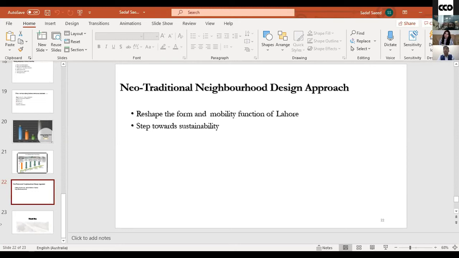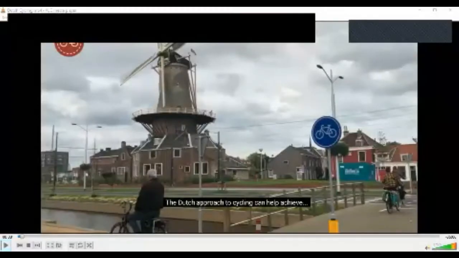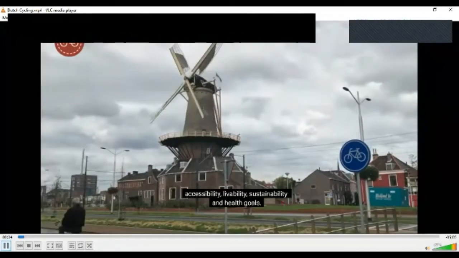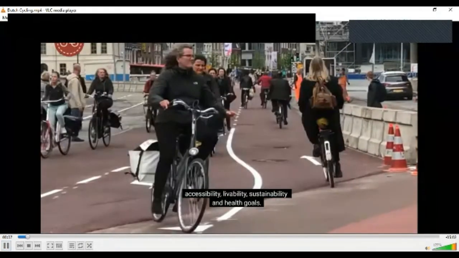Thank you so much, Ms. Sadaf. This was very informative, and a paradigm shift is necessary to design infrastructure that prioritizes people and health. We know the cities that are playing a leading role in active mobility, and I would like to share a video. I hope it works. Do let me know if this achieves accessibility, livability, sustainability, and health goals.